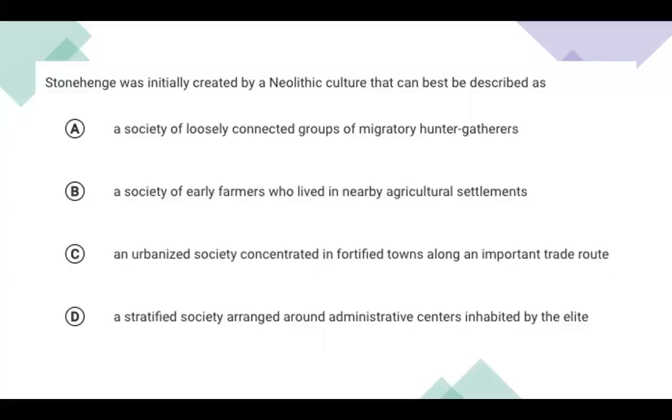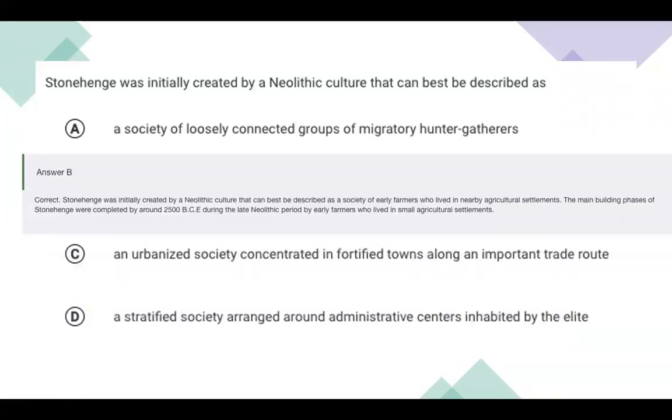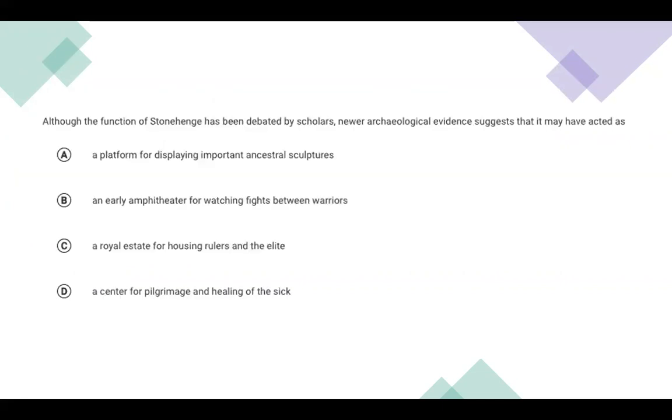All right, Stonehenge was initially created by a Neolithic culture that can best be described as, go ahead and read it. Pause it, read it. Here's the answer. B. A society of early farmers who lived in nearby agricultural settlements. The main building phases of Stonehenge were completed during the late Neolithic period by early farmers who lived in small settlements.